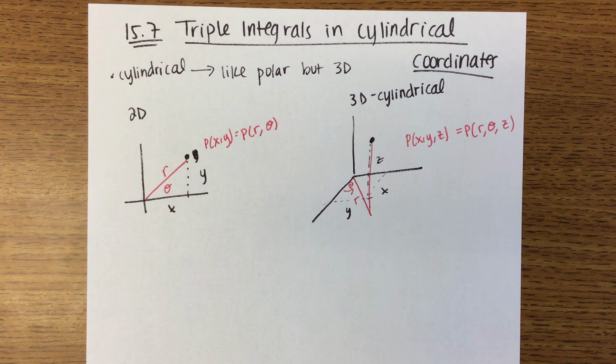Can we picture that? So do we see why it's called cylindrical? It's like working on a cylinder. You go out the radius, you go over the rotation, and then you just go up. So it's like you're working on a cylinder. Okay.